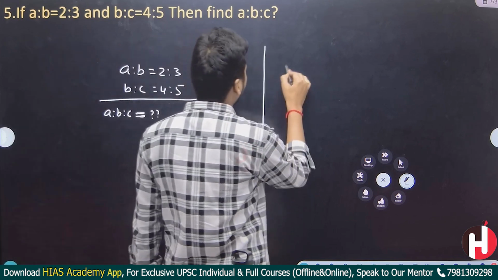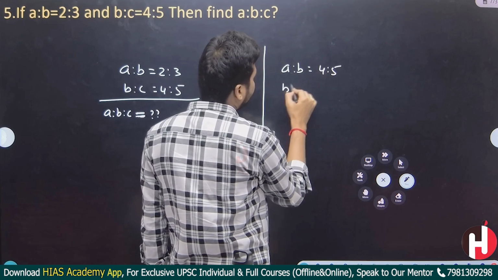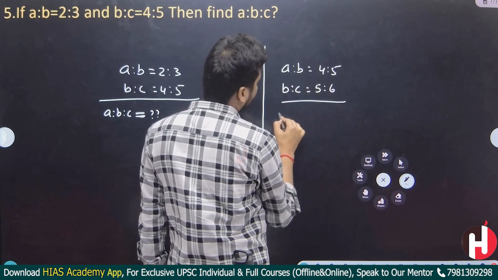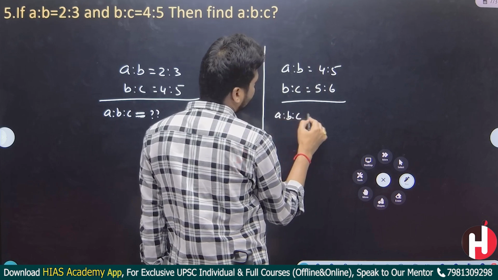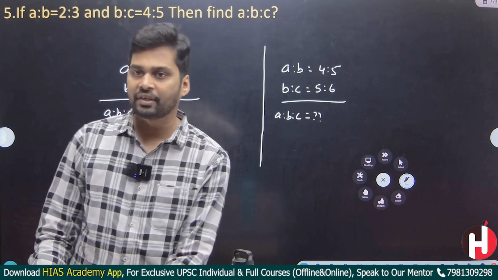First of all, let's see that A is to B is equal to, suppose let's say, 4 is to 5. B is to C is equal to 5 is to 6. Then what is A is to B is to C value? Can you tell me that A is to B is to C value? This is called single equivalent ratio.